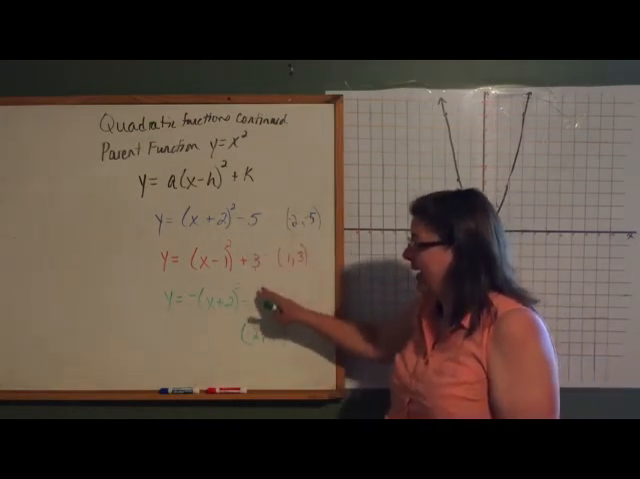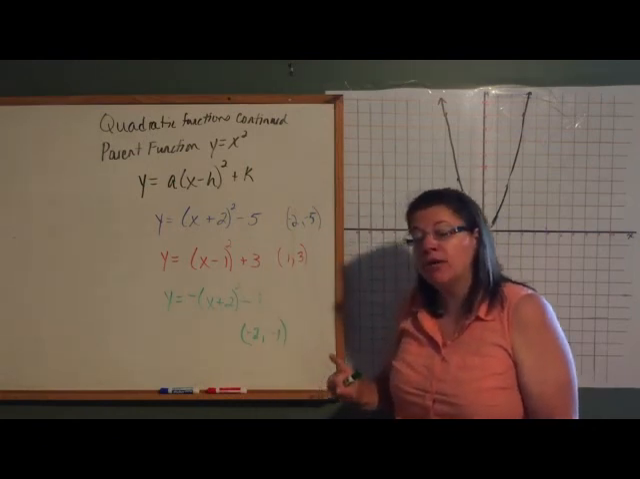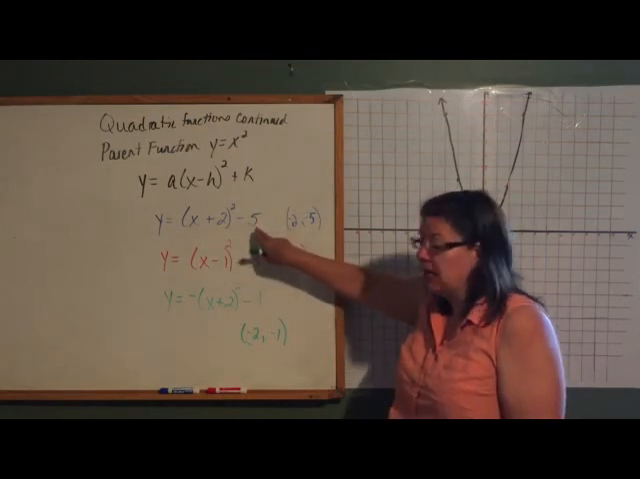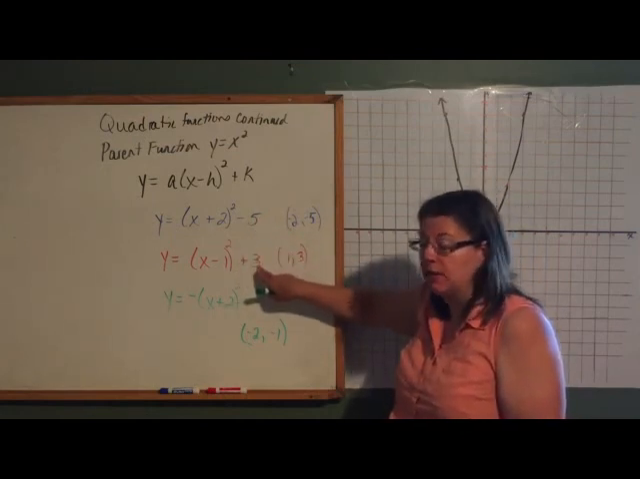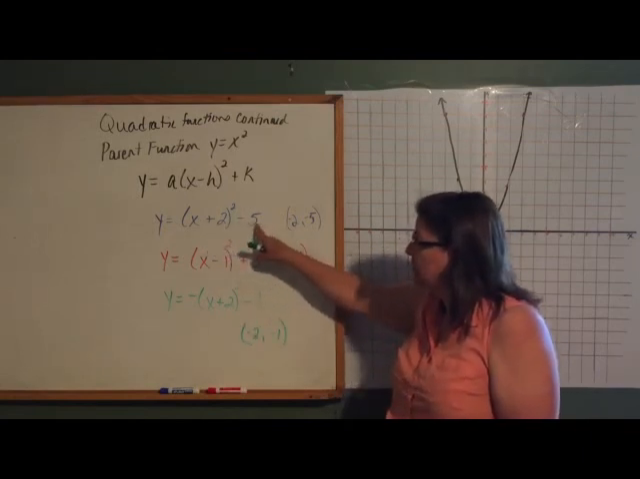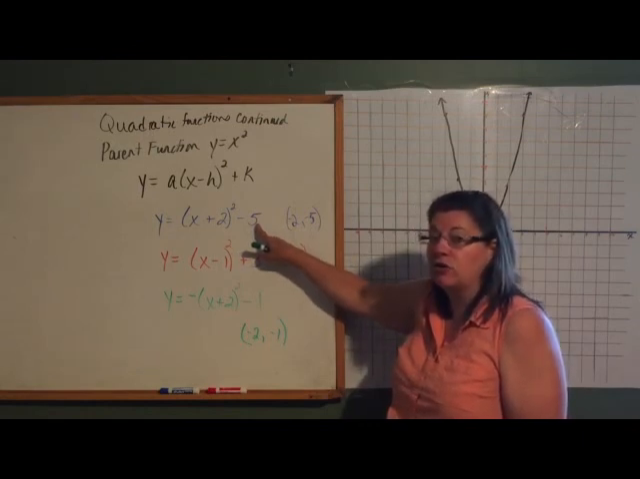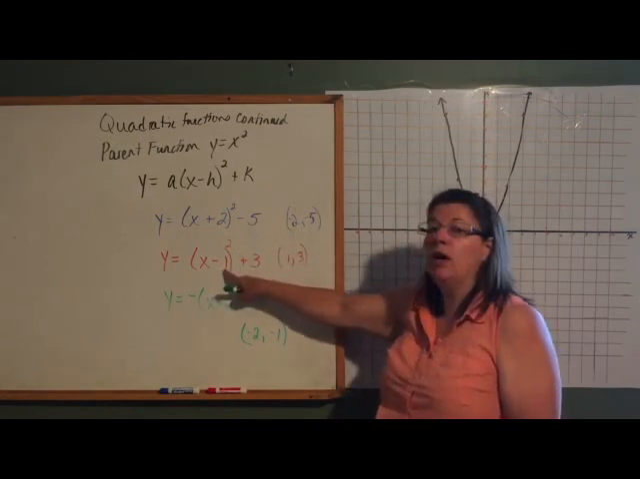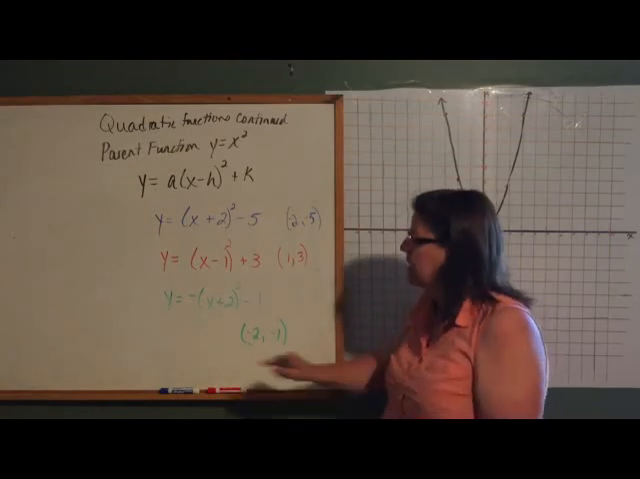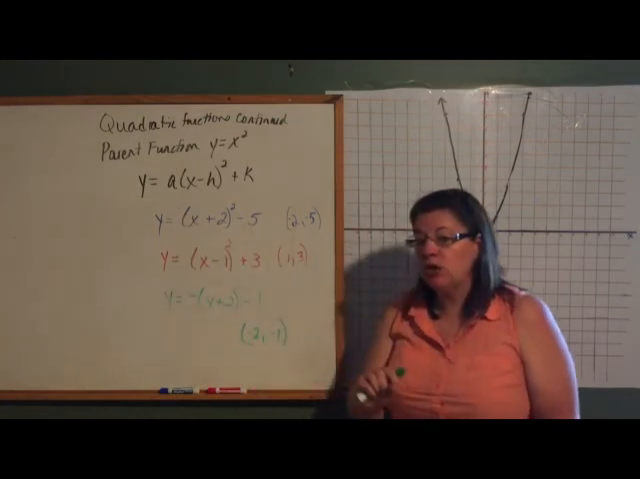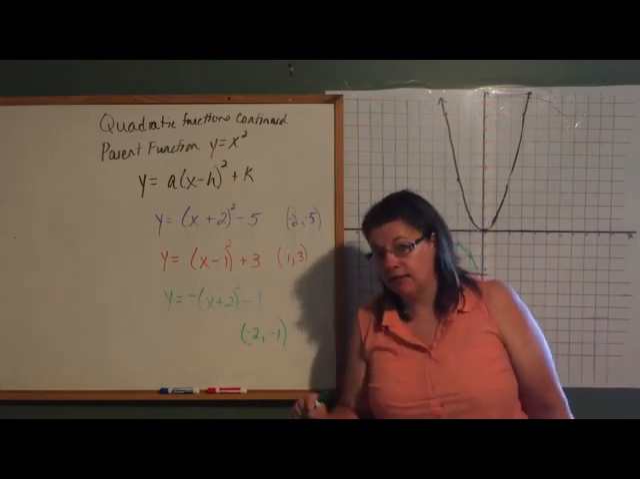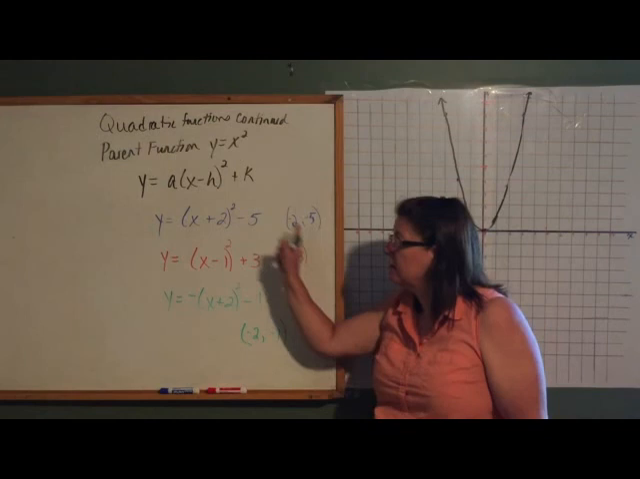Whatever is on the outside tells you whether to go up or down, the same as what you would think. So if it's a minus on the outside, you're going down. If it's a positive on the outside, you go up. If it's a minus, down. Okay, so this one is telling me to go left 2, down 5 from my parent function vertex. This one is telling me to go left 1, up 3 from my parent function vertex. If you know that, and this is either 1 or -1, you can graph your new parabola very easily. Now, why am I being so detailed about this?